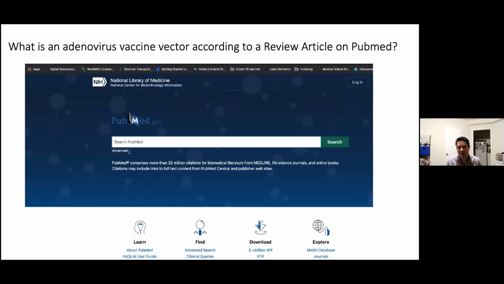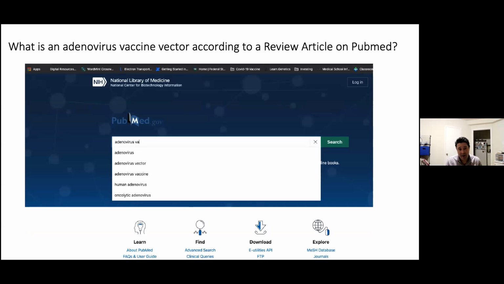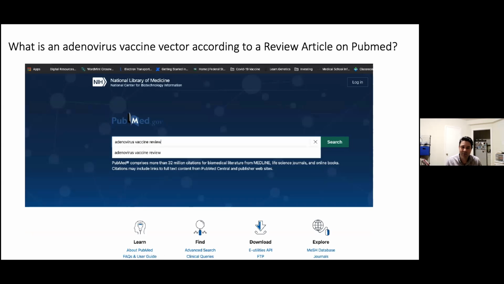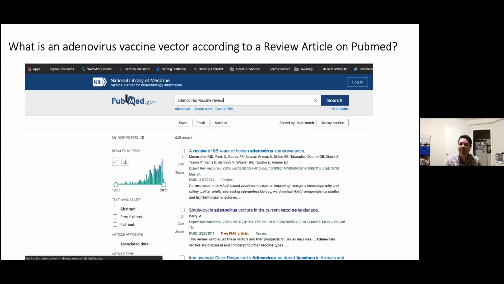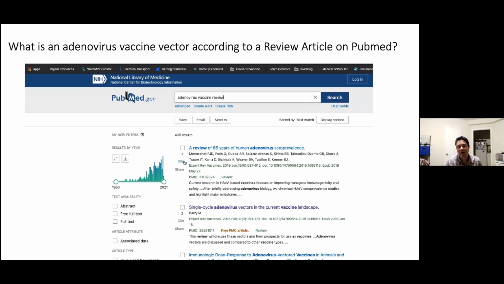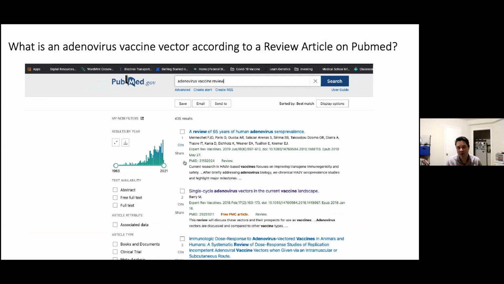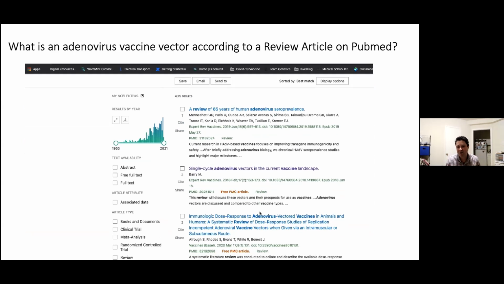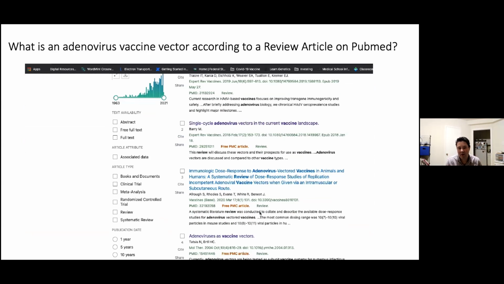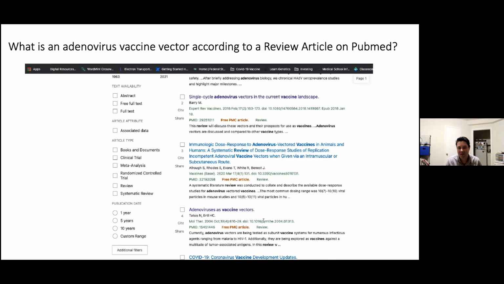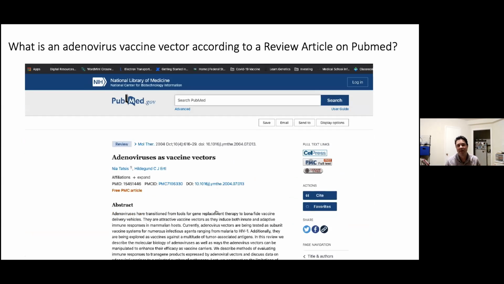And once I get there, I'm going to bias my search. So I'm typing in adenovirus vaccine, and I type in review because I'm looking for a review manuscript. And you're going to see a couple of cases here where I use the little cursor, and right there, I'm showing that these manuscripts are review manuscripts. So I'm perusing through and trying to identify which one makes sense. And it says adenoviruses as vaccine vectors. So I click on that.